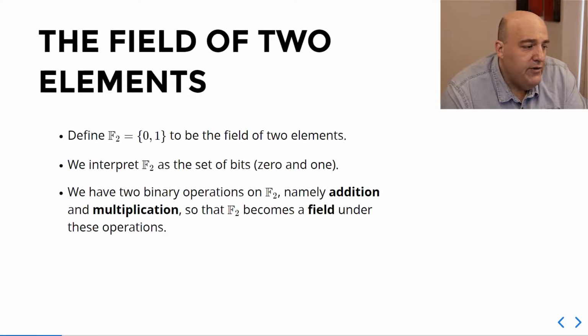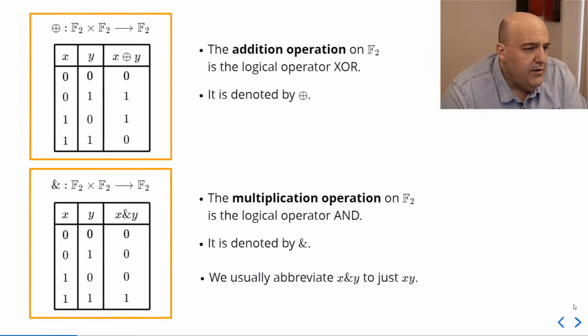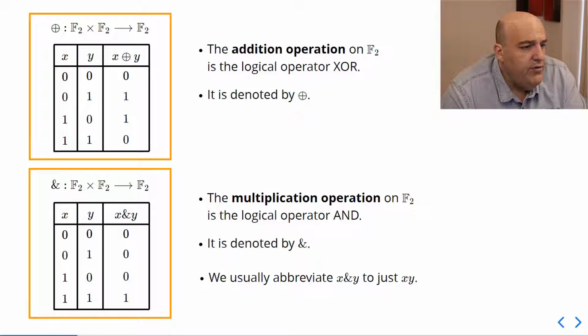To start it off, let's say we define F2 to be the field of two elements, so just 0 and 1. And we interpret, of course, F2 as just a set of bits, 0 and 1. And on F2, we have two operations, which we can call addition and multiplication. And under those two operations, F2 becomes a field.